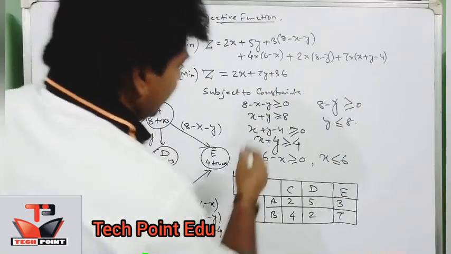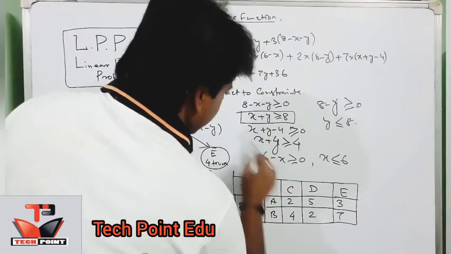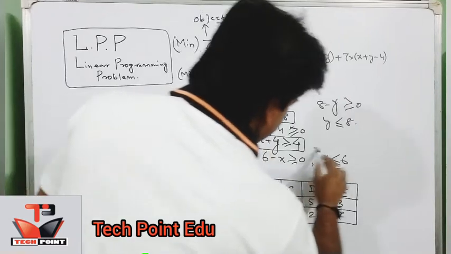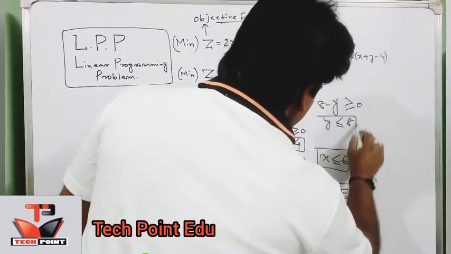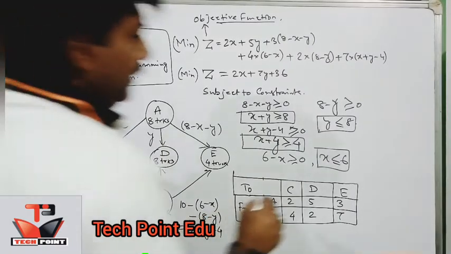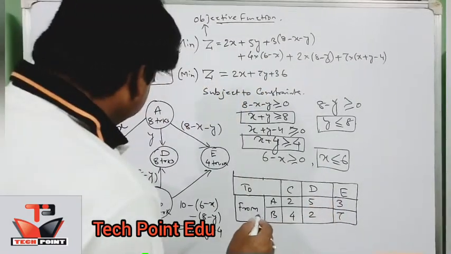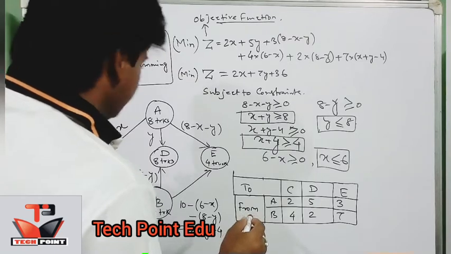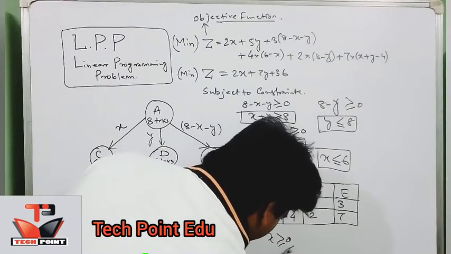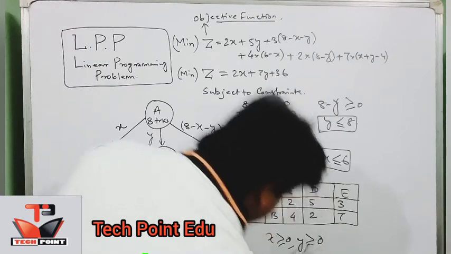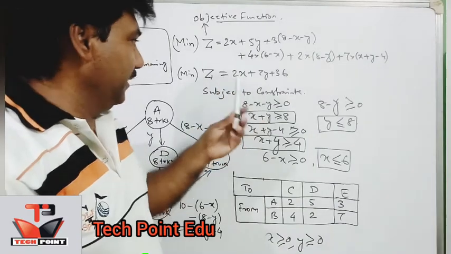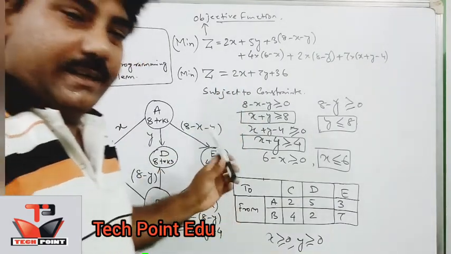That means your constraints are this one, this one, this one, and this one. These are the 4 constraints, and your variables: X should be greater than or equal to 0 and Y should be greater than or equal to 0. This is the formation of the linear programming problem, this transportation related problem.